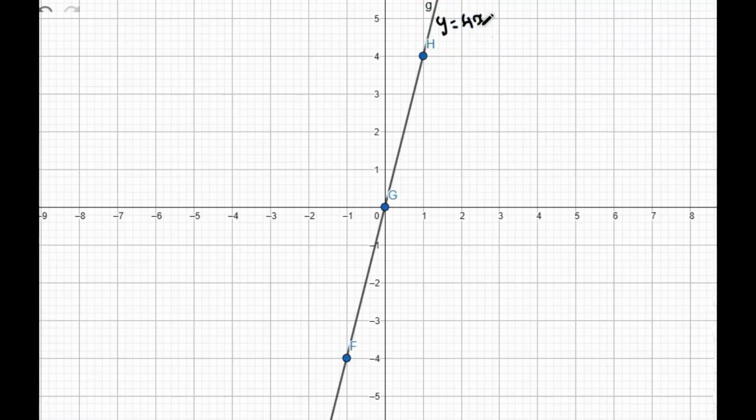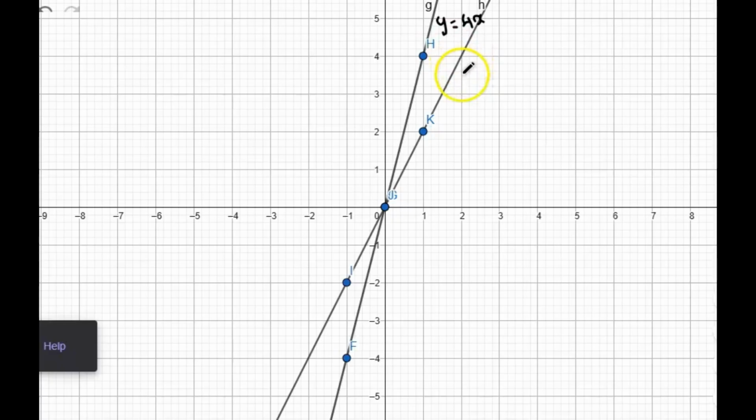In the same way, we are going to plot the second equation. We'll plot all the points for the second equation. The first point is minus 1 comma minus 2, the second point is 0 comma 0, and the third point is 1 comma 2. So we plotted all these 3 points. Now we are going to join these 3 points by a straight line. All 3 points are joined by a straight line, and now I'm writing the equation as y equal to 2x for this second line.